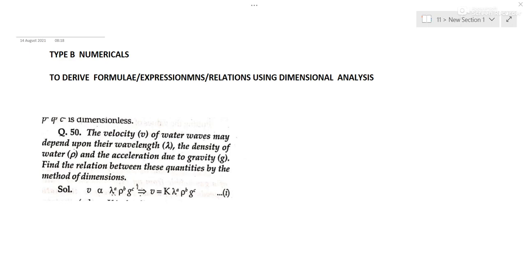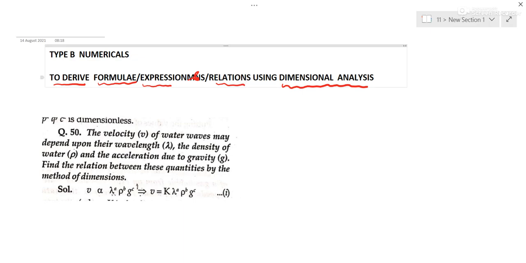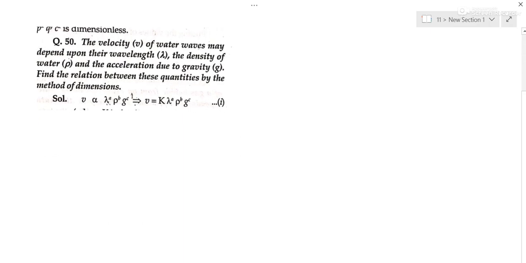Hello children, so these are type B numericals in which we will use dimensional analysis to derive formulas, expressions, and relations. So let us see the first numerical, which is: the velocity of water waves may depend upon wavelength. So velocity is depending upon wavelength.